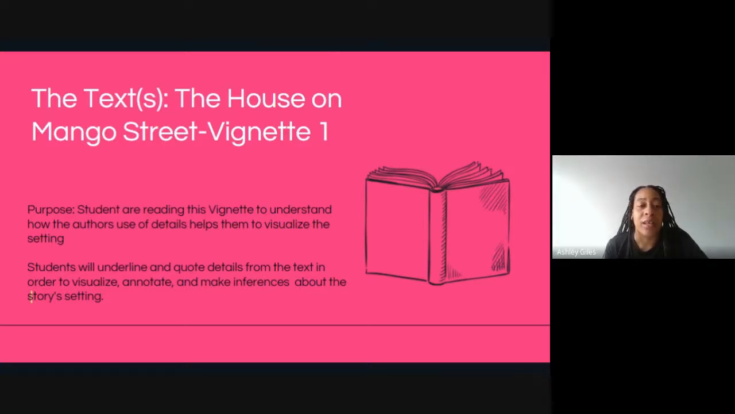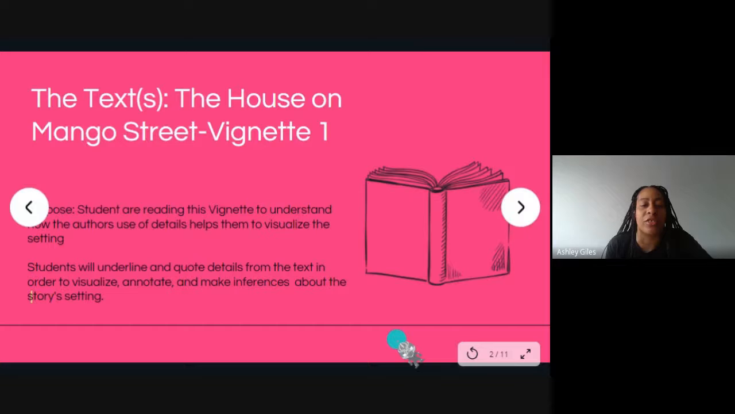So lesson 1, The House on Mango Street. Students are going to be reading vignettes, so make sure that we call those vignette 1, vignette 2, vignette 3. For the first lesson, the purpose is students are reading this vignette to understand how the authors use details to help them visualize the setting.